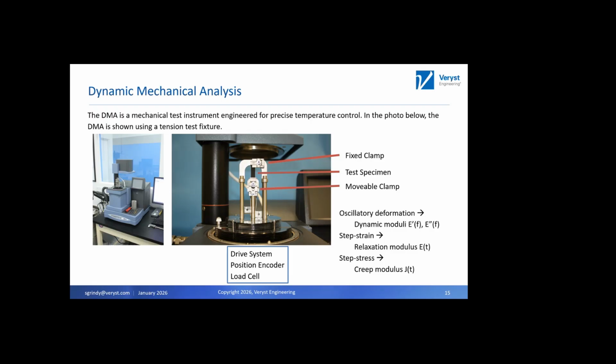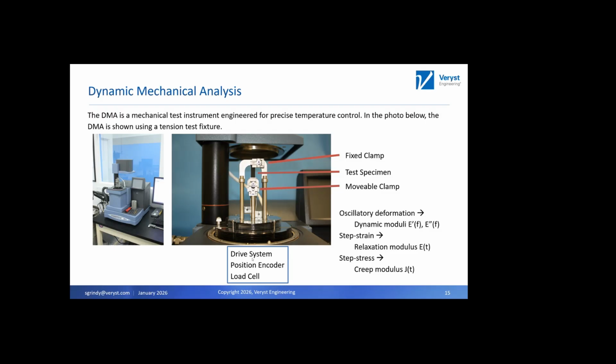What this movable clamp does is basically apply either a stress or strain to our material as we want. And so everything underneath the hood on our DMA, there's a drive system, a motor, if you will, a position encoder that's usually very fine in a DMA, typically micron resolution or less, and a load cell that's going to measure the force.